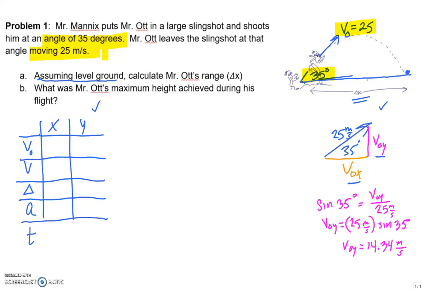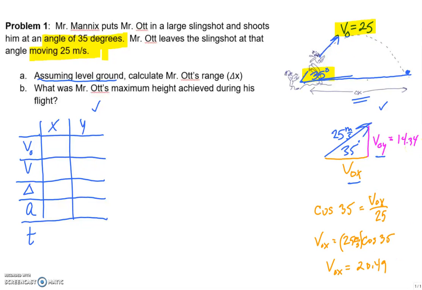So the sine of 35 degrees is the opposite over the hypotenuse, and everything is a number there except for v0y, and when we solve for that we get 14.34 meters per second. So that is the initial velocity in the vertical direction at the start of this projectile. And solving for the adjacent side of that triangle with the cosine of 35, we get the initial velocity horizontally to be 20.49 meters per second.